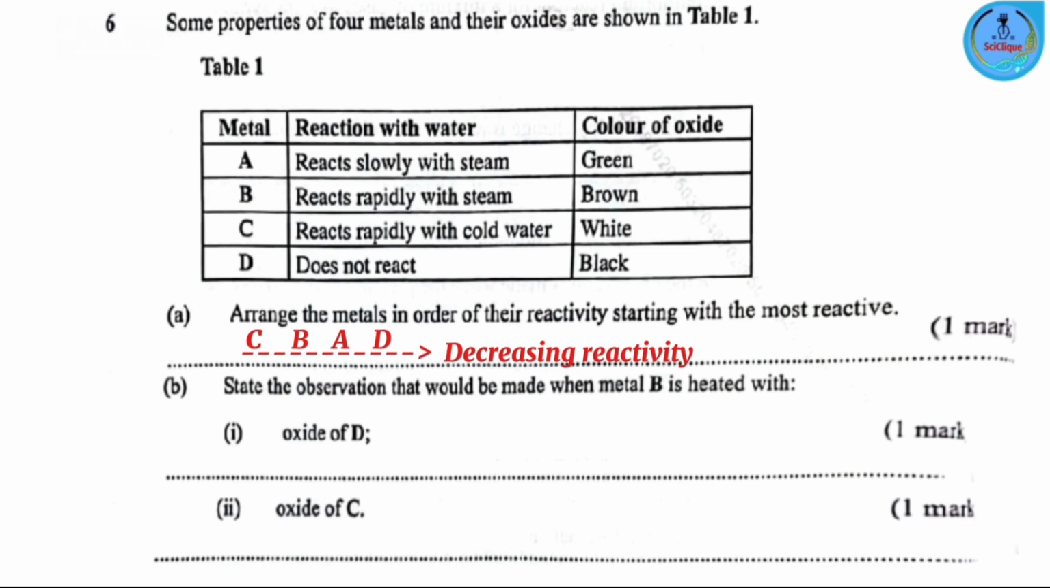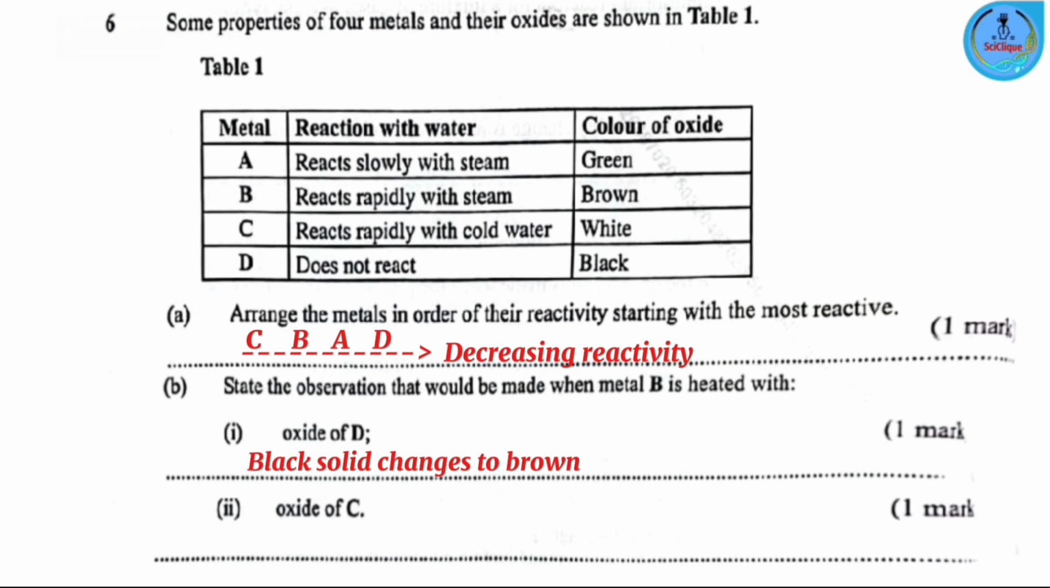So what is our observation? Initially, we had the black solid. This black solid is the copper 2 oxide, right? But after being reduced to copper metal, we are going to observe a color change because copper metal is brown in color. So our observation is going to be black solid changes to brown, right? Because the copper 2 oxide was reduced to copper metal. Why was it reduced? Because metal B is more reactive.